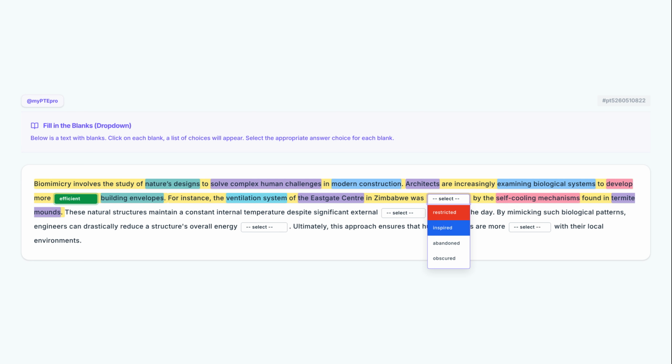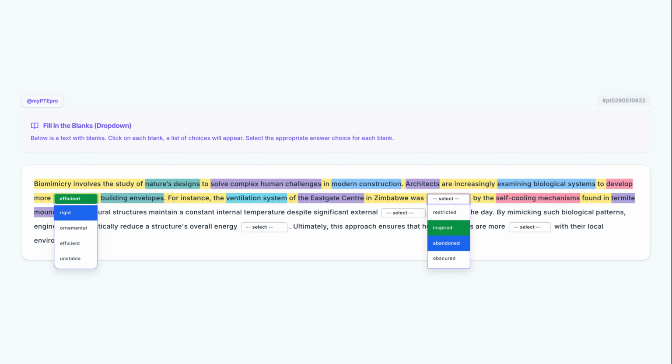Inspired. The word inspired accurately reflects the relationship where a ventilation system is modeled after self-cooling mechanisms. It captures the essence of biomimicry, where human innovation is sparked by nature's designs to create sustainable solutions. Correct.